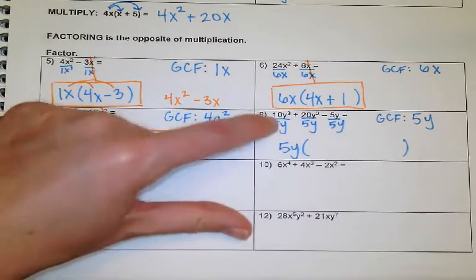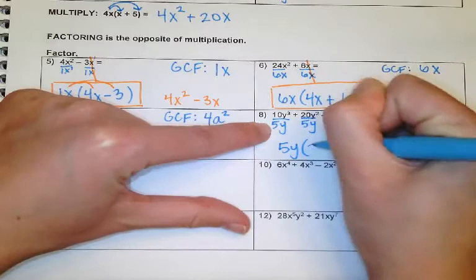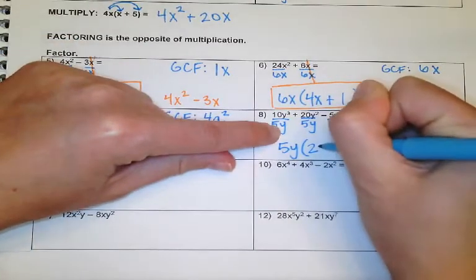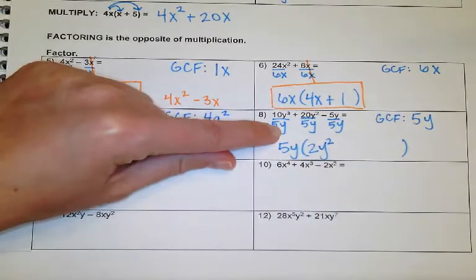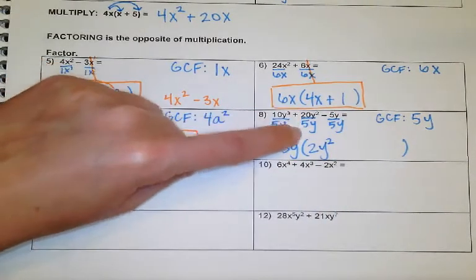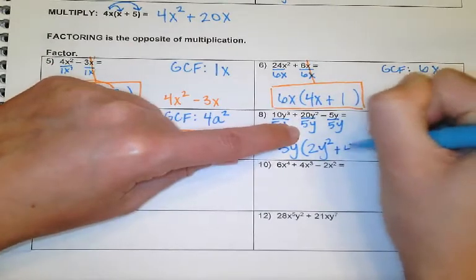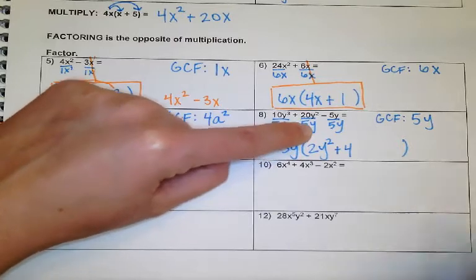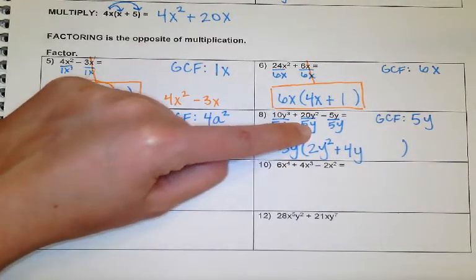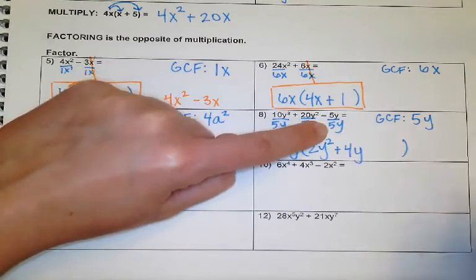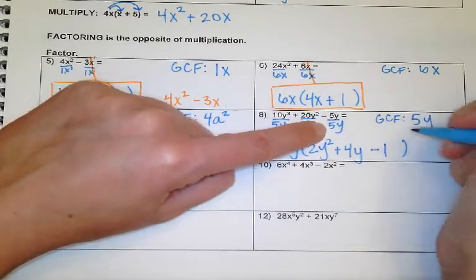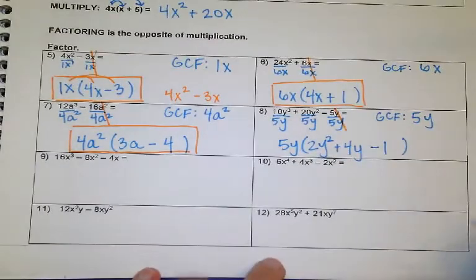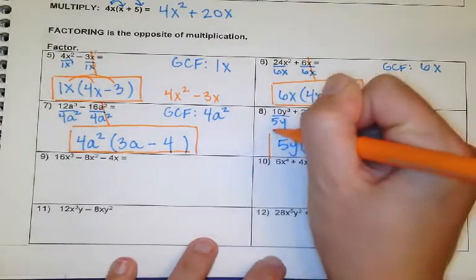So 10 divided by 5 is 2. There were 3 y's, but I'm taking 1 out. So now there are 2. 20 divided by 5, so positive 4. There were 2 y's in y squared. I divided 1 out. There's still 1 left. Negative 5 divided by 5 is negative 1. There was a y. We divided that y out, which cancels, and I have my final answer.